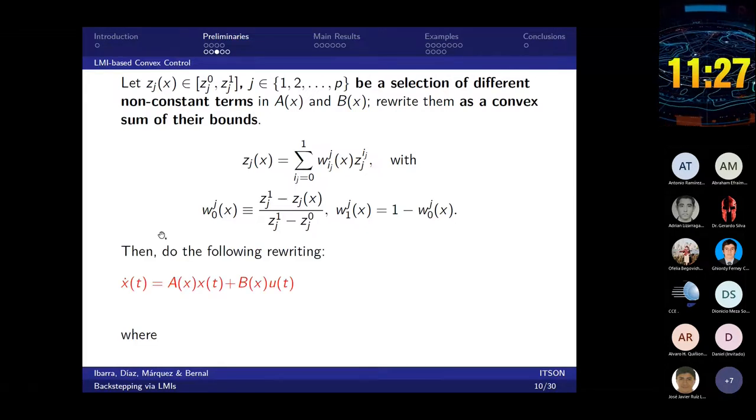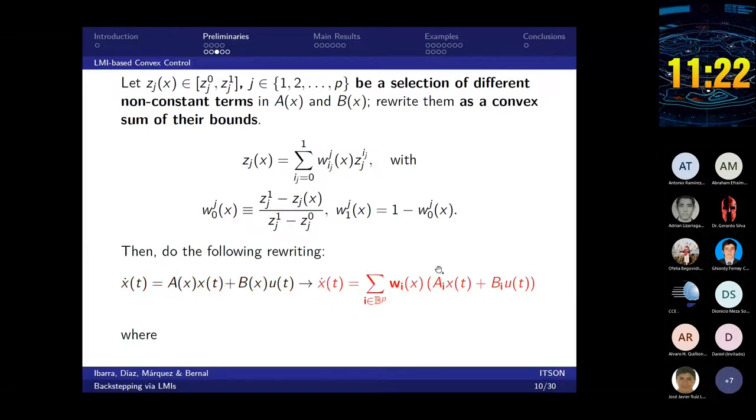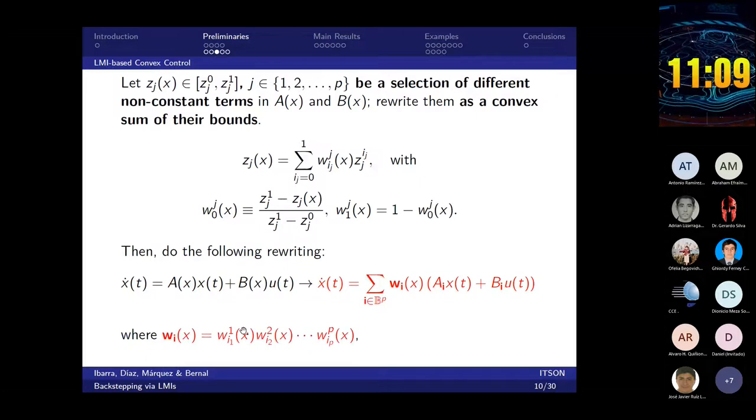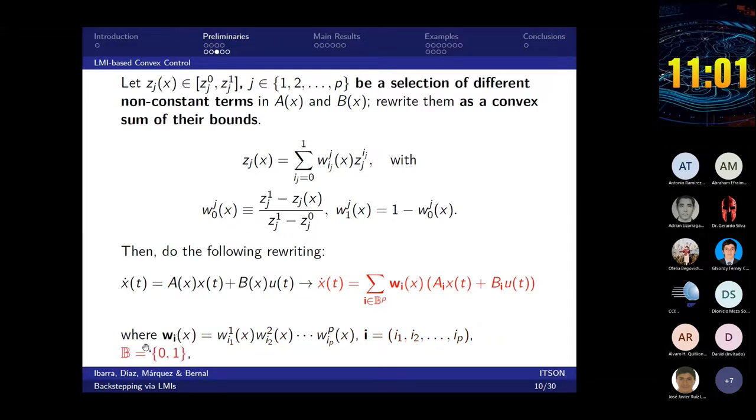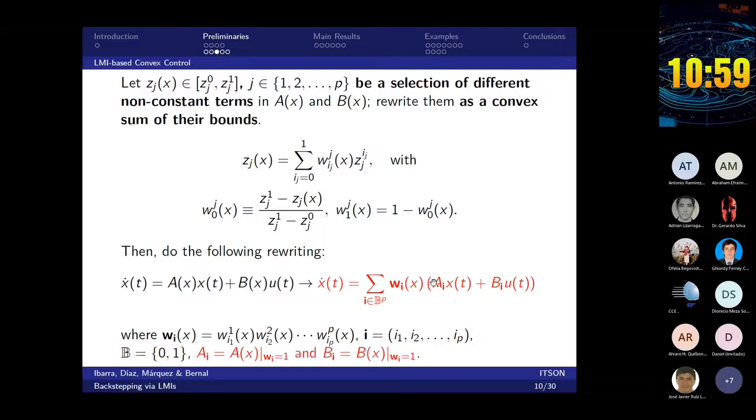Once this is done, we can do the following rewriting. We take the system and we rewrite it as this. This is possible because the w are convex functions, the product of the convex functions up here, as we can see below. The i is just the index of the convex functions that go between 0 and 1. And these new matrices inside the parentheses are just constant matrices that are known as the vertices of the convex region.